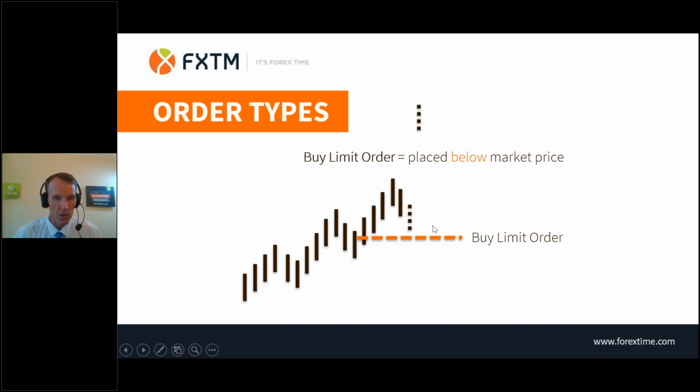But if it does continue down, and the moment it hits that line, hits that order, then it becomes a buy immediate order, or a market order. Then you're in the market, right? And then what you're expecting, obviously, is for the market to continue up. If it does, then you make profit. But if it continues down, then you have to protect your account somewhere here. So it's only when it touches that that it becomes a buy order.